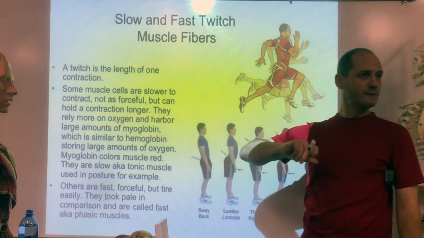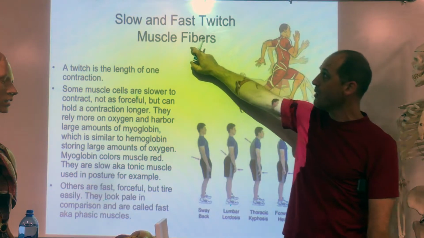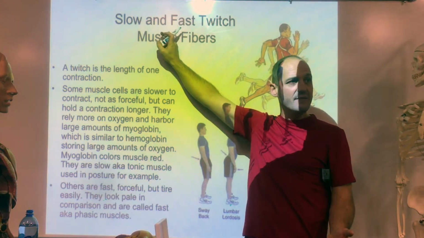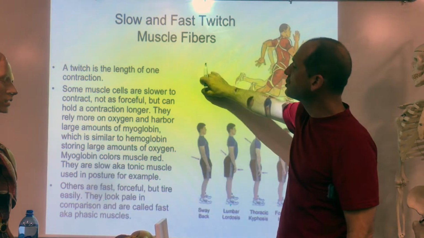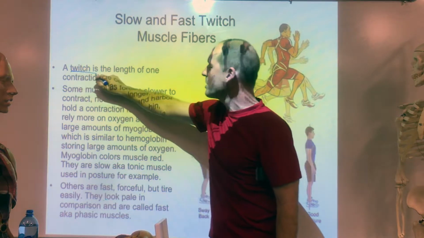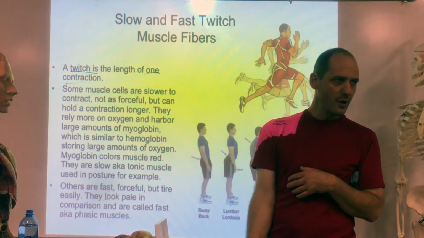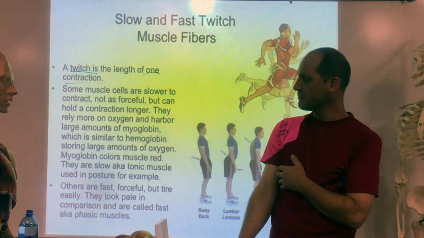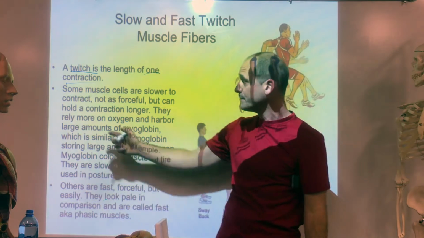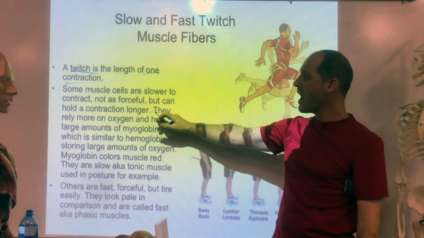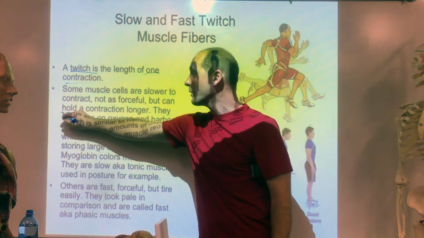Muscle twitch. We have different types of muscle fibers. We have slow, we have fast, we also have intermediate fibers, but we're looking at the extremes a little bit more. So when we look at muscle twitch, that's a single muscle contraction. One contraction, not sustained, just one contraction. Some muscles are slower to contract than others, and they're also not as forceful sometimes, but they can hold the contraction much longer.